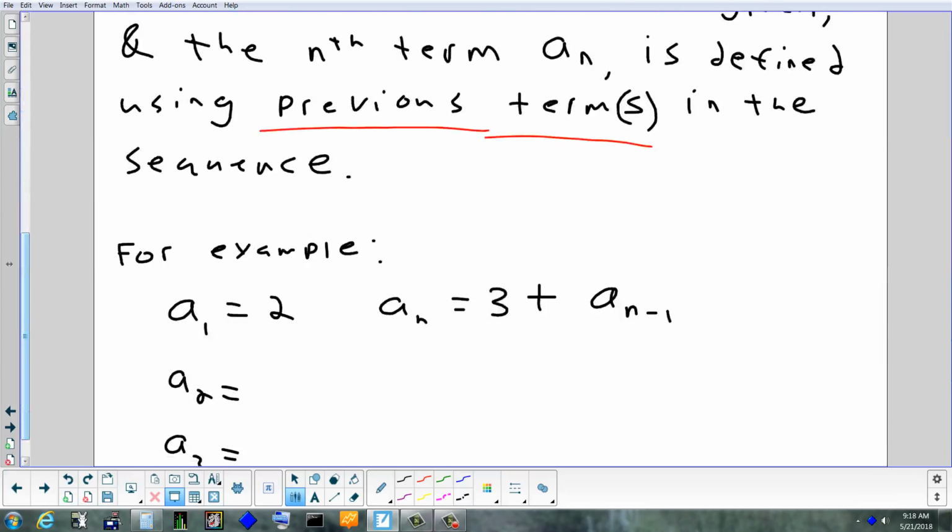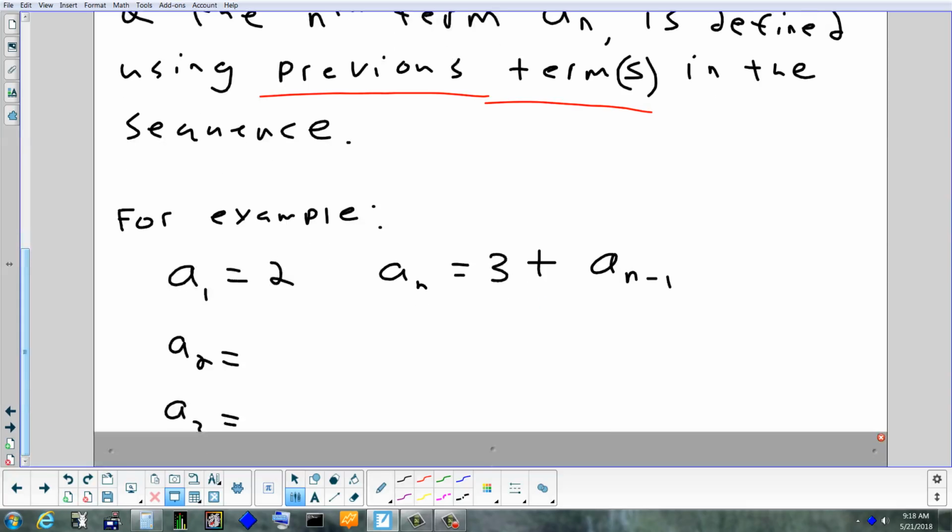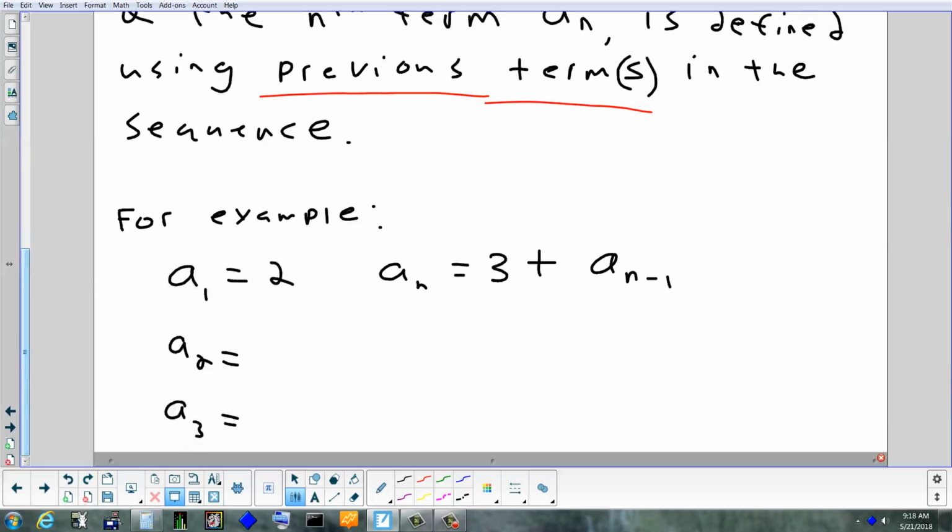So here's one that's a little easier. And it just says the first term is 2. And to get the next term, take 3 plus the one before it. Okay. So in this case, how about Juliette? What would my second term be?